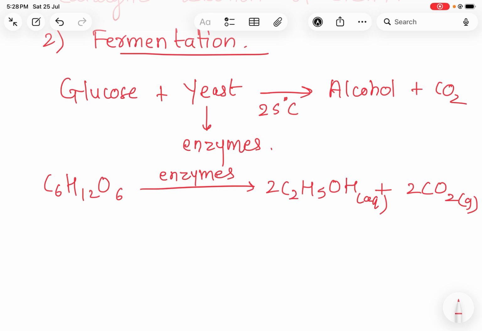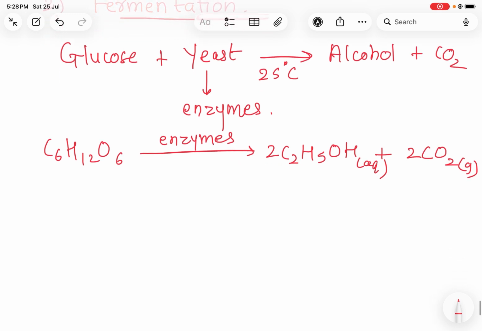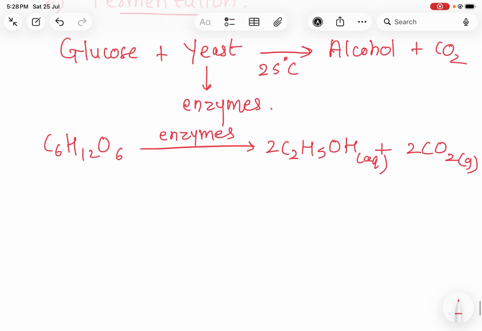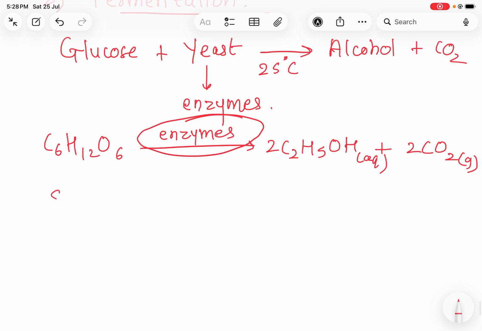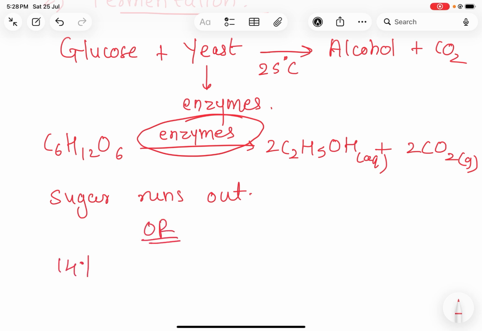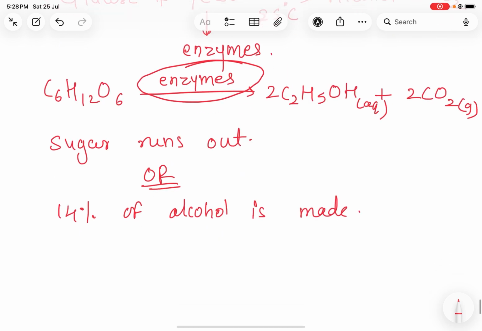Now there are some limitations to this reaction. Because we are using yeast, which is helping to catalyze the reaction and has enzymes in it, after a certain point of time, when the sugar runs out, when the sugar is completely converted to alcohol, or around 14% of alcohol is made, in both the cases the reaction stops.